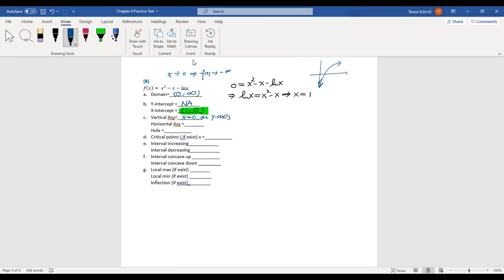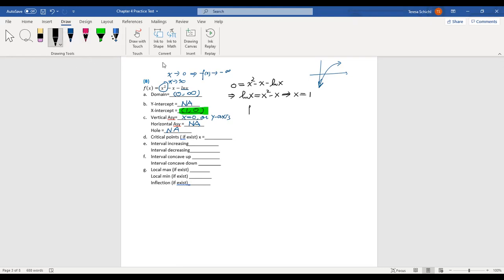Now the horizontal asymptote is when x approaches infinity. When x approaches infinity, this term is in the denominator, so it's x squared, and x squared runs way faster than x, way faster than natural log x. So I know the horizontal asymptote does not exist. And since this is not a rational function, we don't have holes here. So we do have one asymptote, that's the y-axis, right? Okay, good.